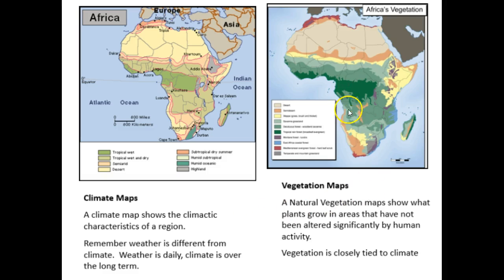Okay, so vegetation maps. A vegetation map shows us the type of things that grow there. Here you have Africa. This is going to be your jungle area, the Congo and whatnot. And up here you have the Sahara. So here you see the legend, and it's going to outline everything for you. It shows what plants grow in areas that have not been significantly altered by human activity. And as you see here, vegetation is closely tied to climate. Look, they can overlap, because here you're going to have tropical wet, and here you're going to have the most vegetation. Makes sense, huh? Okay.